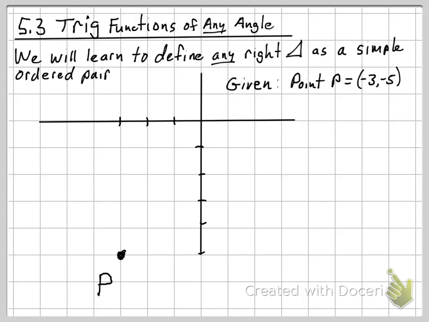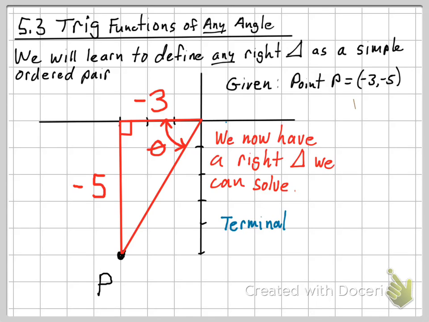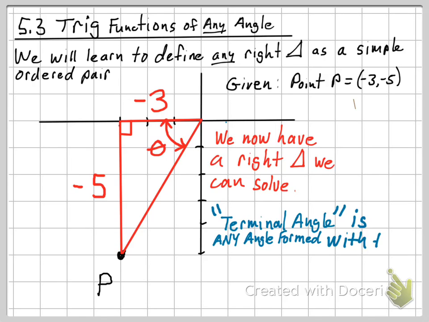So if we were to plot this, this is where the point would be. Now, how did I get to that point? Well, I moved over left 3, down 5. These two lines make a right angle, and then I can join it with a hypotenuse, and now I have a right triangle. We had spent a lot of time solving this right triangle. Probably the first thing we want to do is get the hypotenuse so we can get all of our trig functions. First of all, let me talk a little bit about this angle that is formed by an ordered pair.